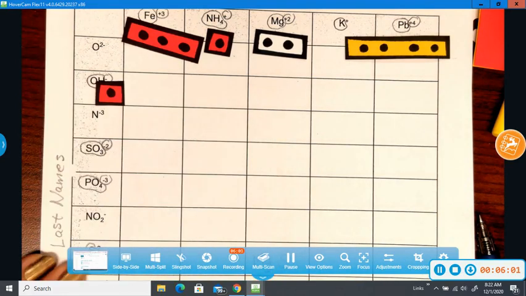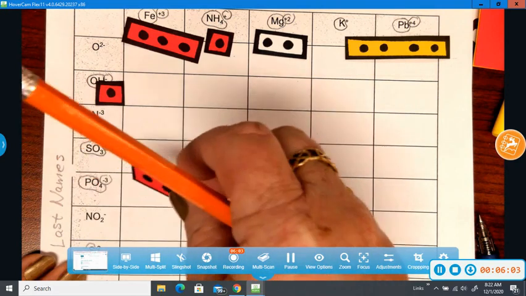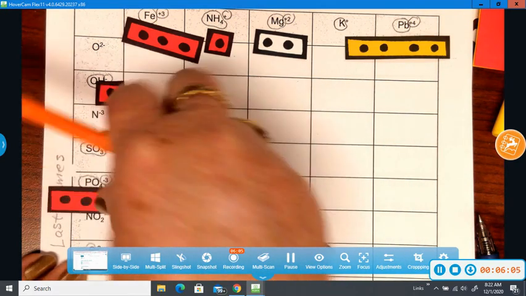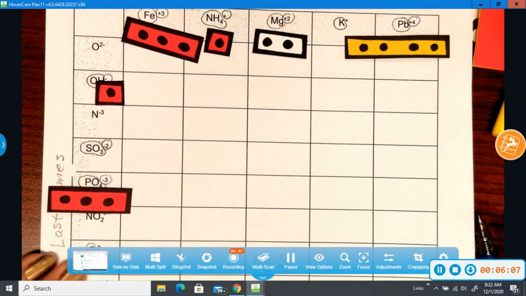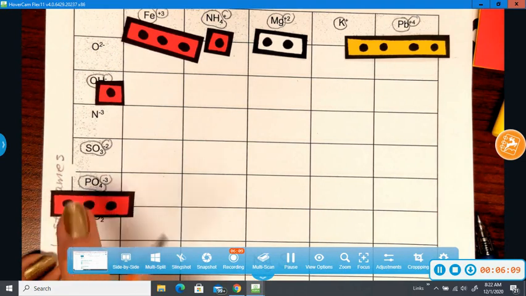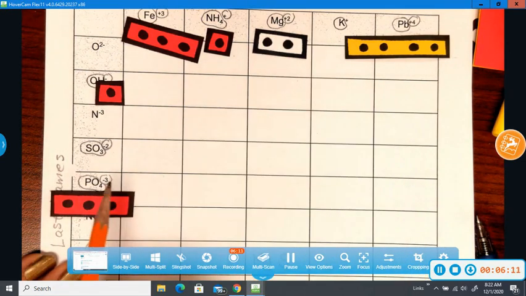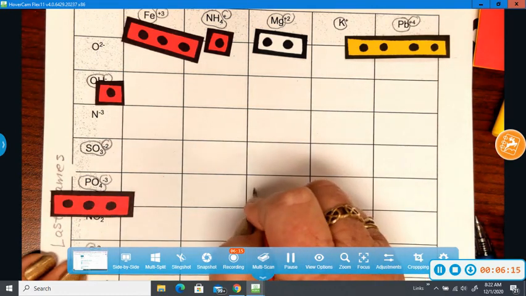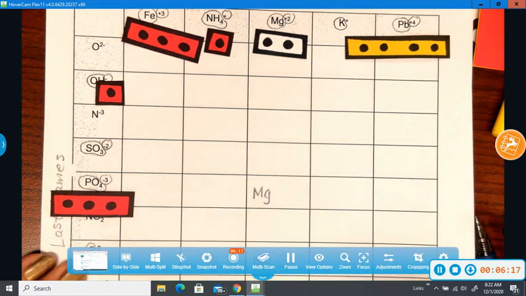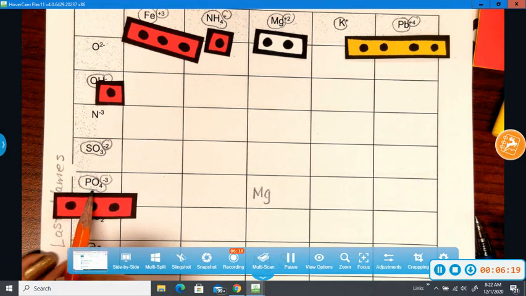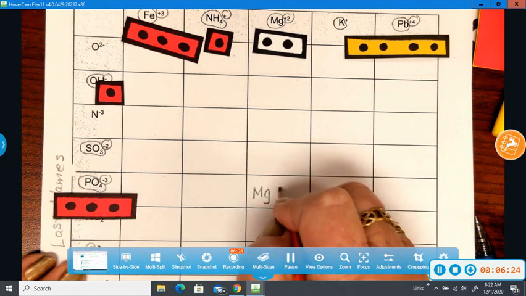What if instead I'm hooking it up with this phosphate? I want to write the formula for a combination of magnesium and phosphate. So you write the positive one first, Mg, and then I write the negative ion, which is the PO4. Got to keep that all together.